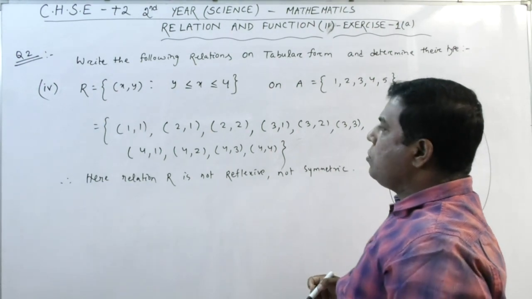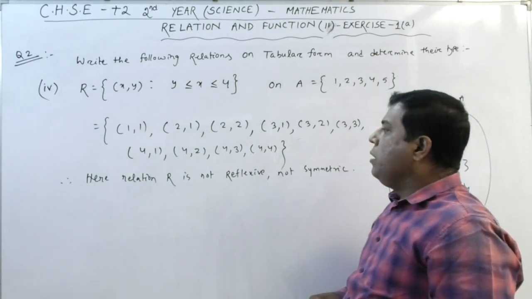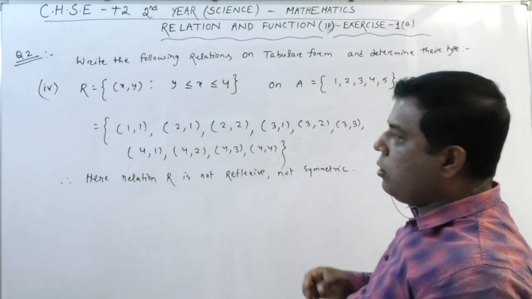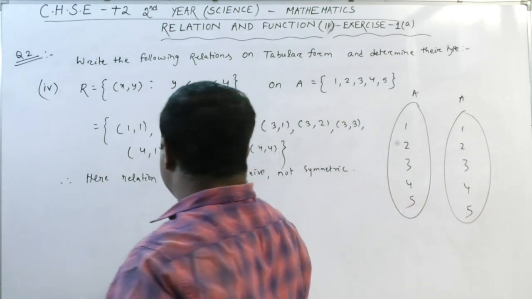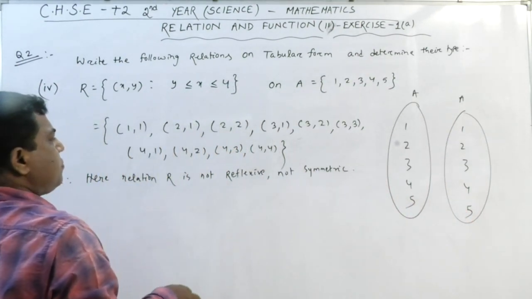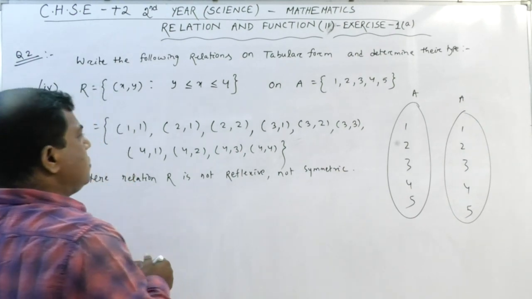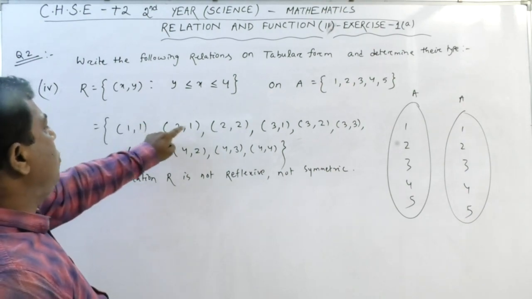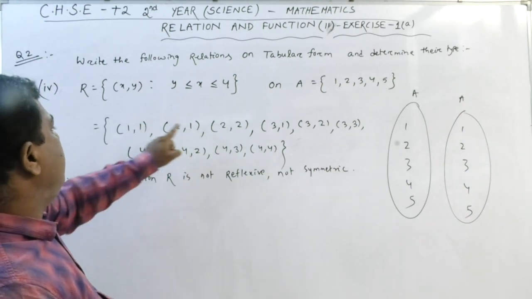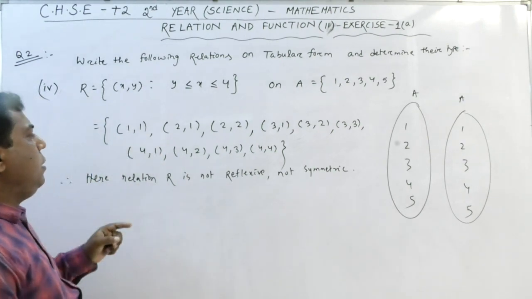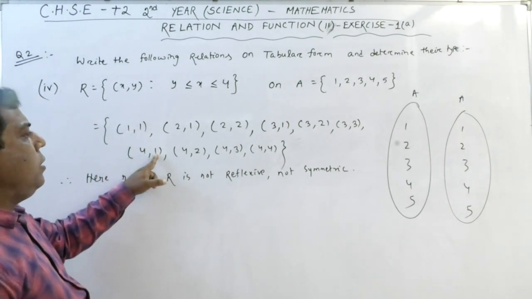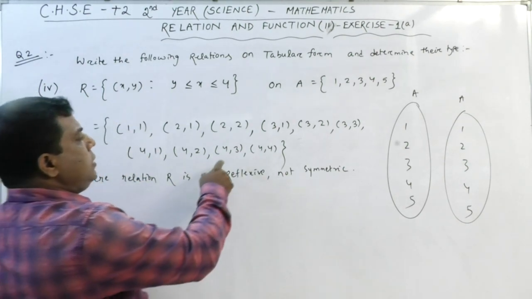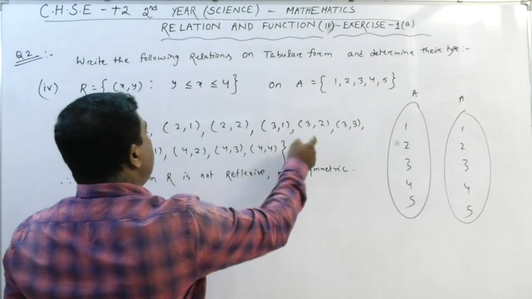Okay. Next we will go for the transitive. You see, for transitive what we do? We take suitable pairs and determine whether transitivity holds or not. Suppose you take 2, 1 and 1, 1. So you get 2, 1. Or take 4, 1 and 1, 1, so you get 4, 1. It is present. Suppose it is 4, 3 and 3, 2. So 4, 2 is there.